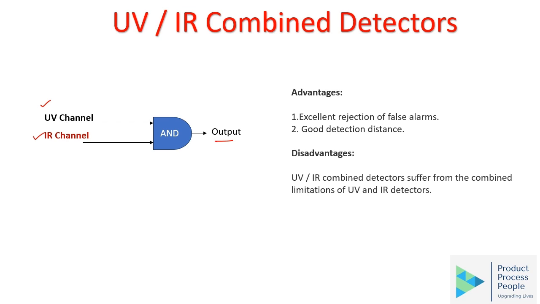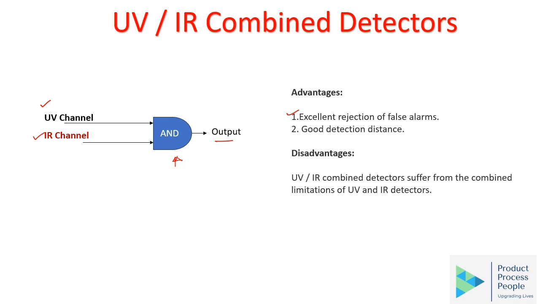So in this process, the advantages are that there is excellent rejection of false alarms, because we have used an AND gate, and only when both the channels are giving the positive result will there be output. And good detection distance. It is not excellent but good.